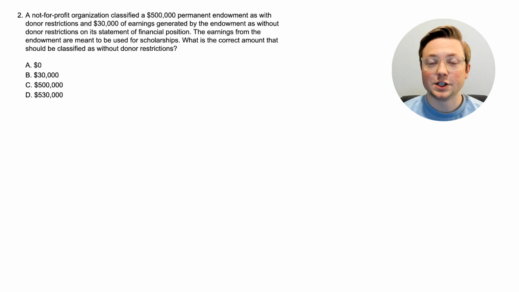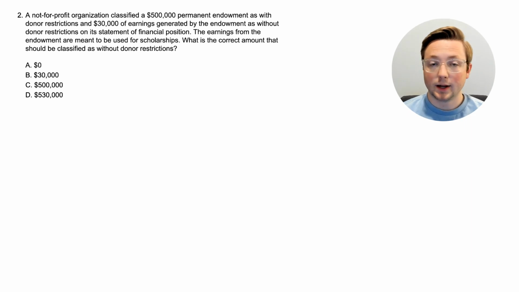All right, here we are at question 2. A not-for-profit organization classified a $500,000 permanent endowment as with donor restrictions and $30,000 of earnings generated by the endowment as without donor restrictions on its statement of financial position. The earnings from the endowment are meant to be used for scholarships. What is the correct amount that should be classified as without donor restrictions?